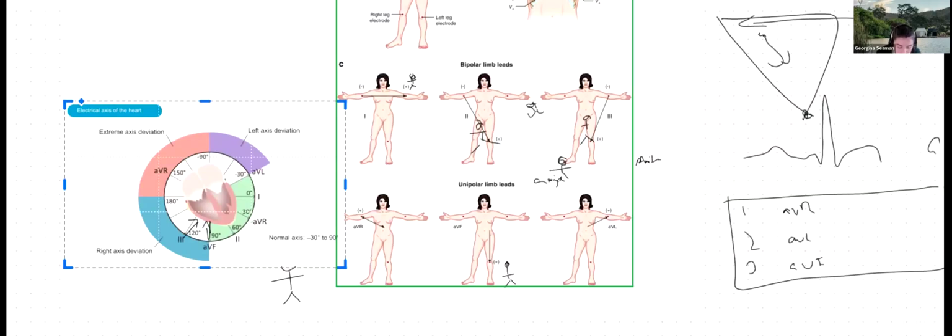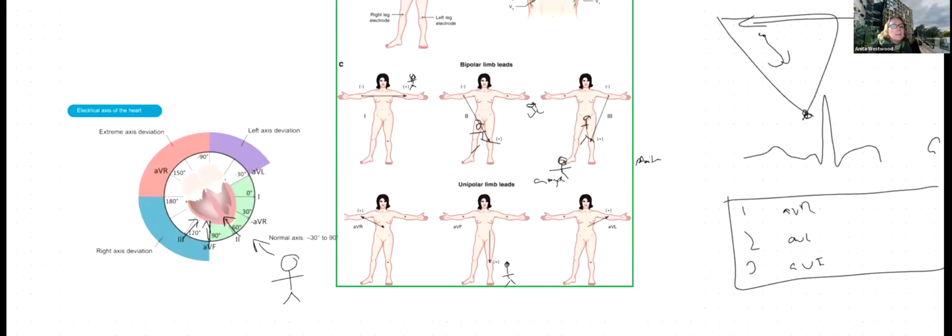Because of that, which view do we think is going to be theoretically the most useless to us? Maybe not useless, maybe we can't see much in. And why?